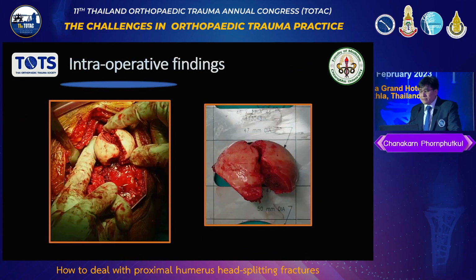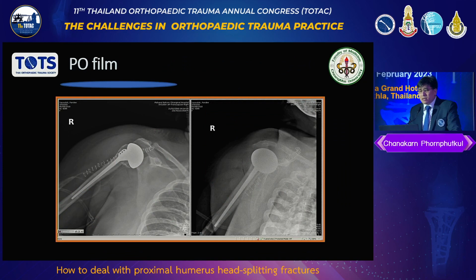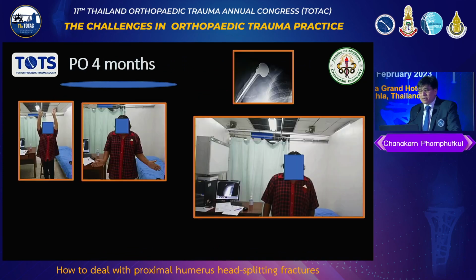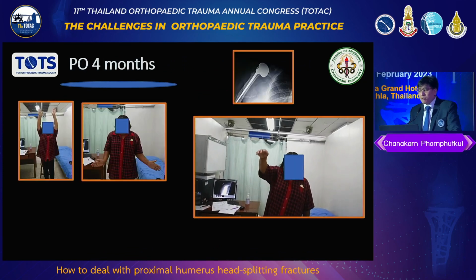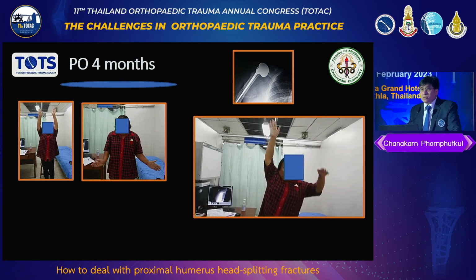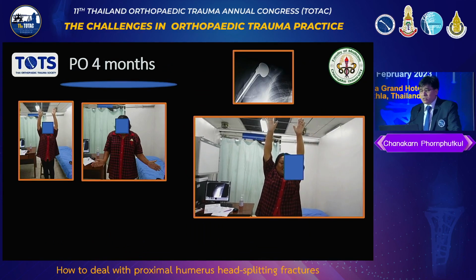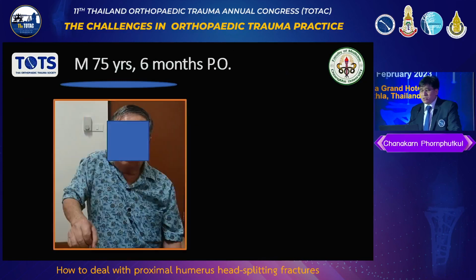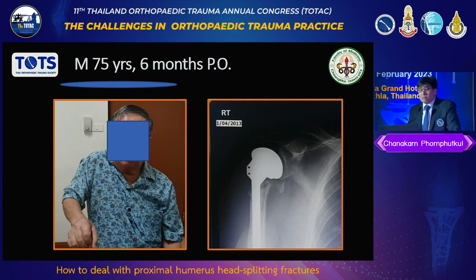Like this case. So we did hemiarthroplasty, and this is her at 4 months. This is another case. We did the same, but this is what happened. He only abducted his shoulder 20 degrees. Why? You see, the tuberosity is gone.